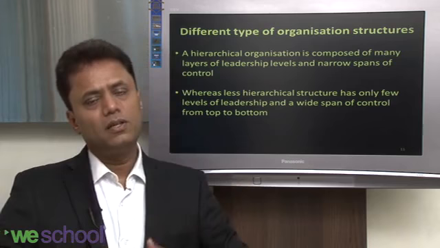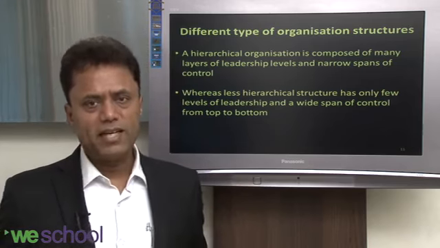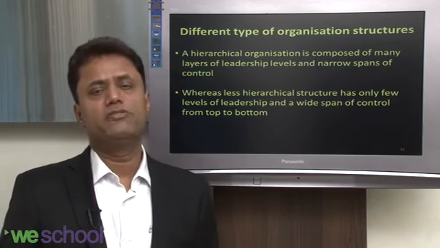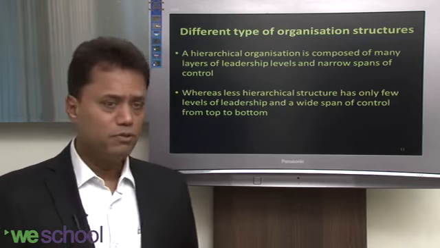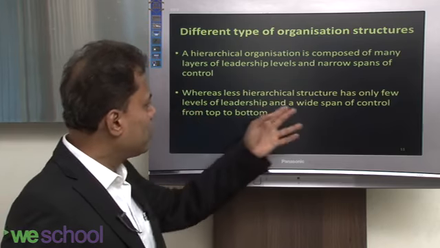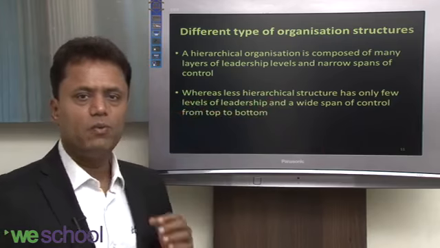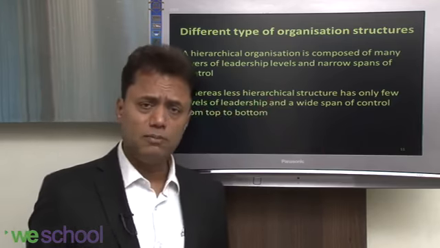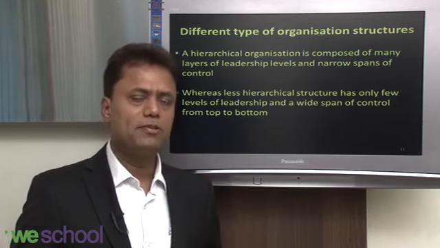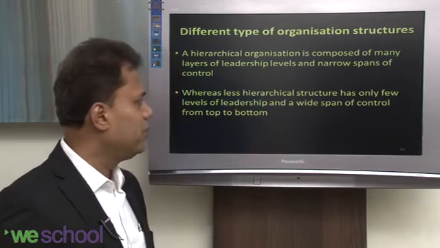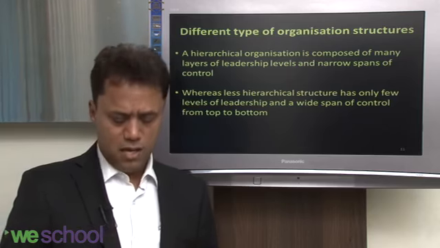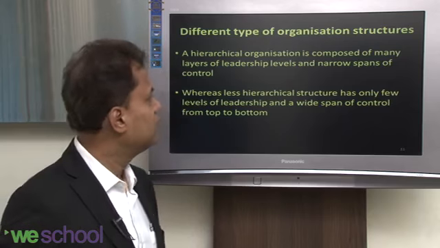But today the organizations are getting flat, more matrix driven, more functional, with independence to the functional units and BUs. We'll be seeing those structures in a short while from now, but a less hierarchical structure has only a few levels of leadership and a wide span of control from top to bottom. So the flawless execution of strategy becomes a crucial thing in the strategy management process. Obviously, what is relevant for an organization has to be chosen in terms of organizational design and structure that has to be put in place.